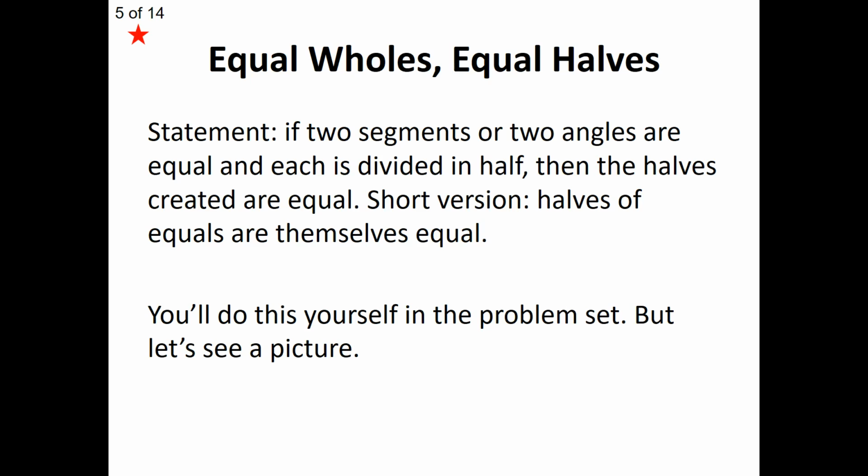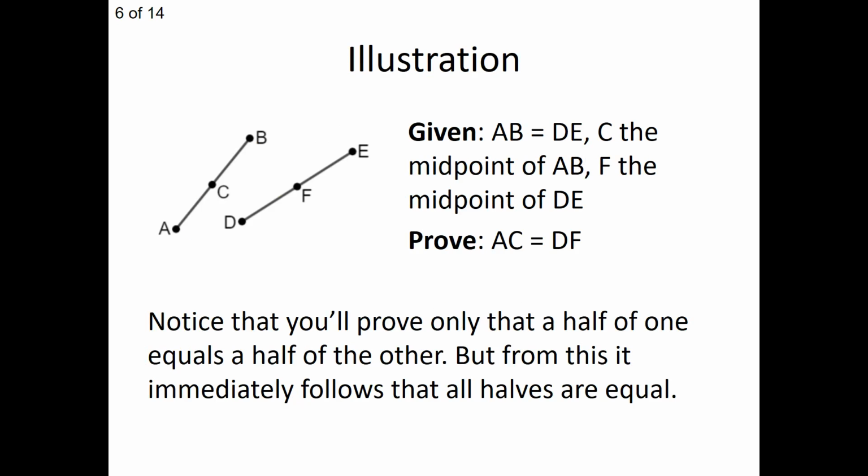So you're going to do this one yourself on the problem set, but I would like to show you the diagram that you should be using to tackle this equal wholes equal halves. So here's our diagram. We're given two segments, AB and DE. Now, C is the midpoint of the first segment, and F is the midpoint of the second segment. But notice that we're given that the wholes are equal, so equal wholes. So AB is equal to DE.